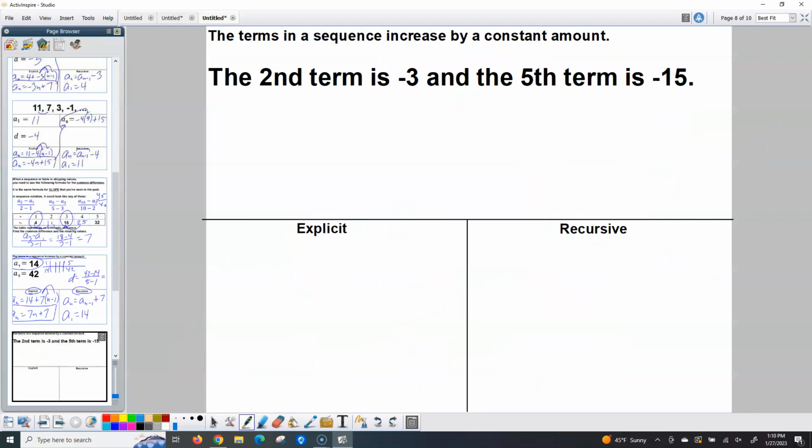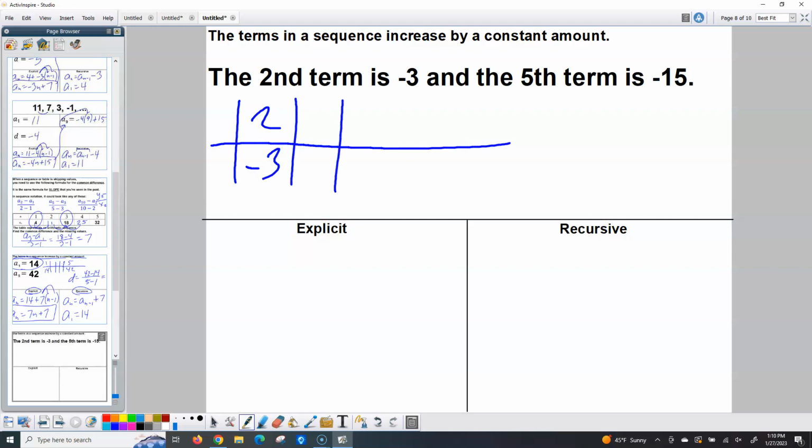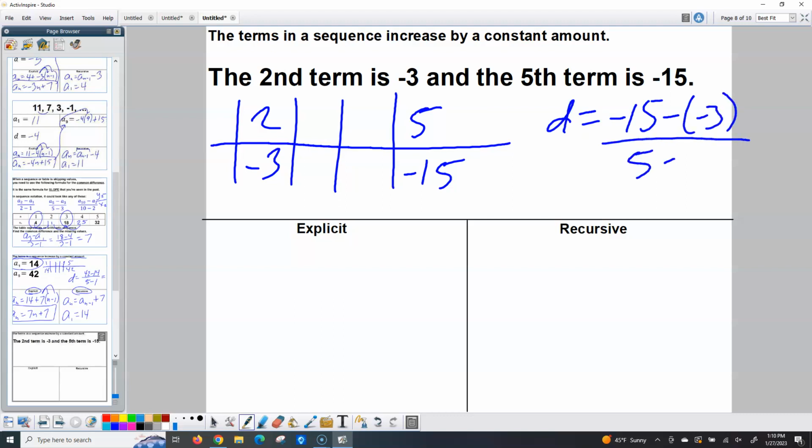Same kind of ordeal right here. I'll probably just give you a Cliff Notes version on this one. If you were to draw a chart, the second term right there is -3, and the fifth term is going to be -15. You're going to find the common difference first, and that's going to be -15 minus -3 over 5 minus 2. So -15 minus -3, that's like +3, so that's -12 over 5 minus 2. I think that's going to be -4. That's what we're doing each time.